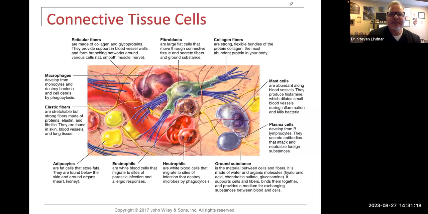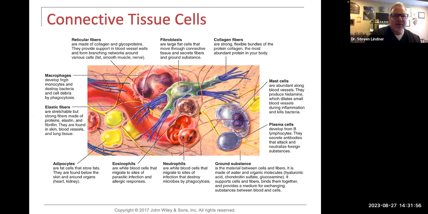Now, if you look at connective tissue and some of the different cells that we have, there are mast cells. Again, these are important in dilating blood vessels and making them nice and thin during an inflammatory response. Plasma cells are going to make antibodies. We have neutrophils. These are white blood cells that, when they're in high amounts, typically mean there's some sort of bacterial infection. When eosinophils are high, it means there's some sort of allergy.